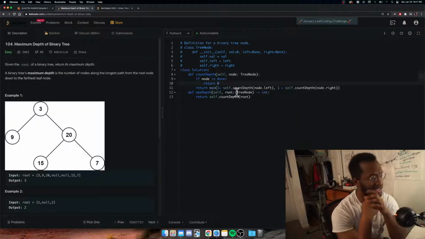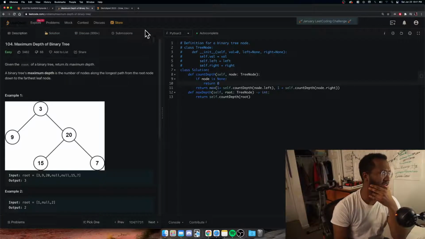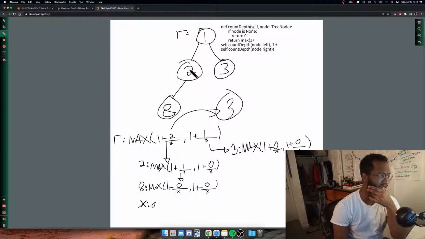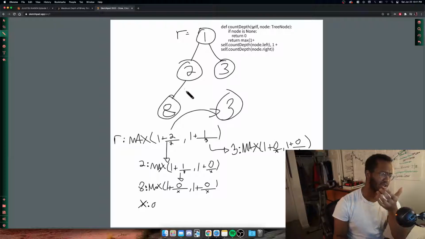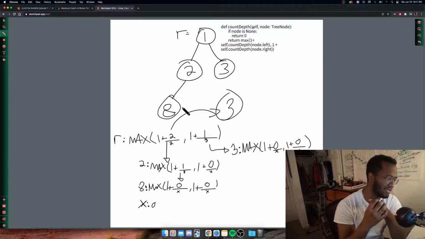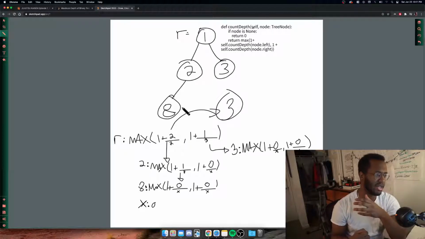So what's the time complexity and what's the space complexity of this? Since we have to iterate through each node, which means we'll go through each node at least once, the time complexity here is going to be linear time, where n is the number of nodes.